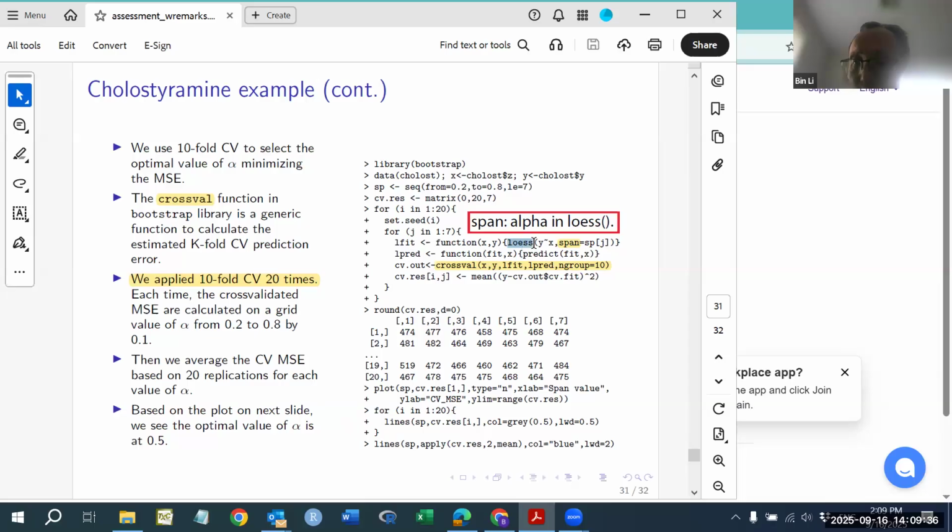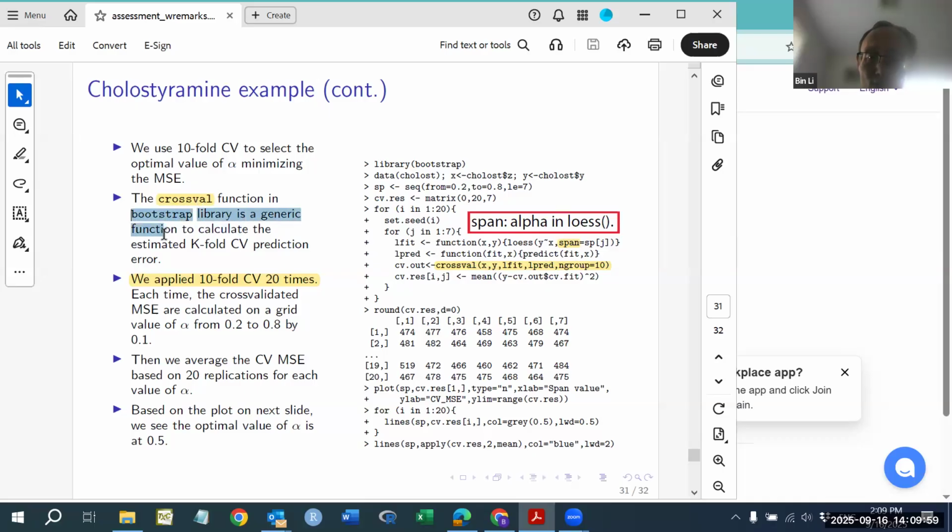Loess, you see that function? We have the span equals to what? The span is the alpha, which specifies the neighborhood size. Here I used another function in R called cross-val. Cross-val is a function in the Bootstrap library.